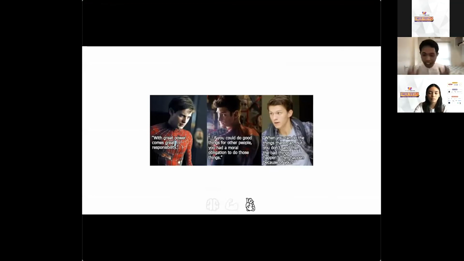Because I am really exposed to how data science is being used in elections in the United States to manipulate people, to spread campaigns and propaganda. And we don't want to let it happen to other people as well. So when you can do the things that you can, but don't, and then the bad things happen, they happen because of you.